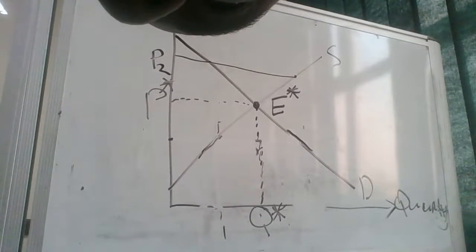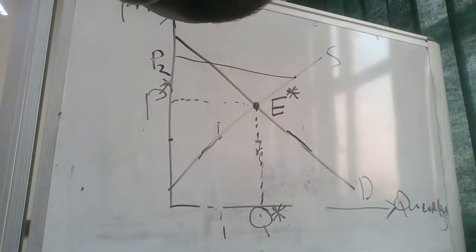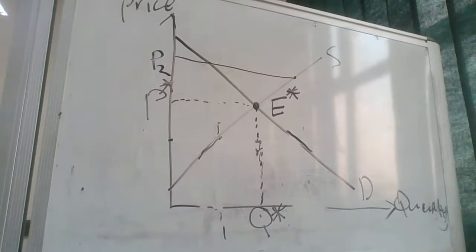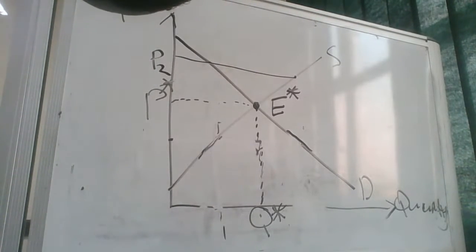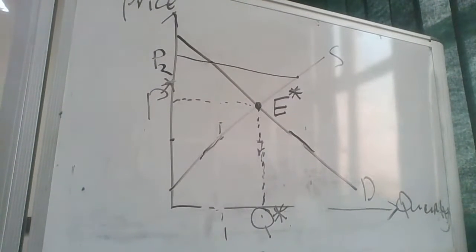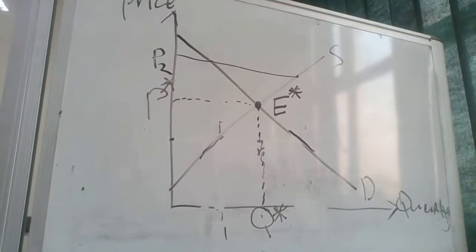Excess supply, that comes from Derek, okay? Surplus comes from Mwape Kalunga, okay? There will be excess supply. Okay.